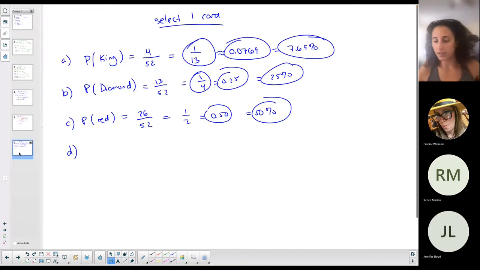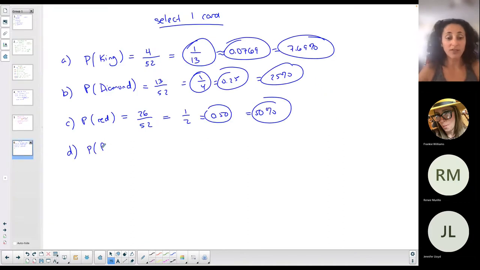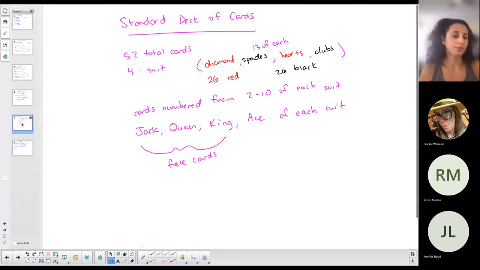Actually, let me do one more before I go into something else. Give me the probability of a face card. I'm selecting one card. What's the probability it's a face card? I didn't tell you how many total faces, but I did tell you that the jacks, the queens, and the kings are all considered face cards. So think about how many of each I have. Four of each. So I have four jacks, four queens, four kings. All of them are face cards, so there's 12 total face cards. Four times three. So the probability of me selecting a face card would be what?